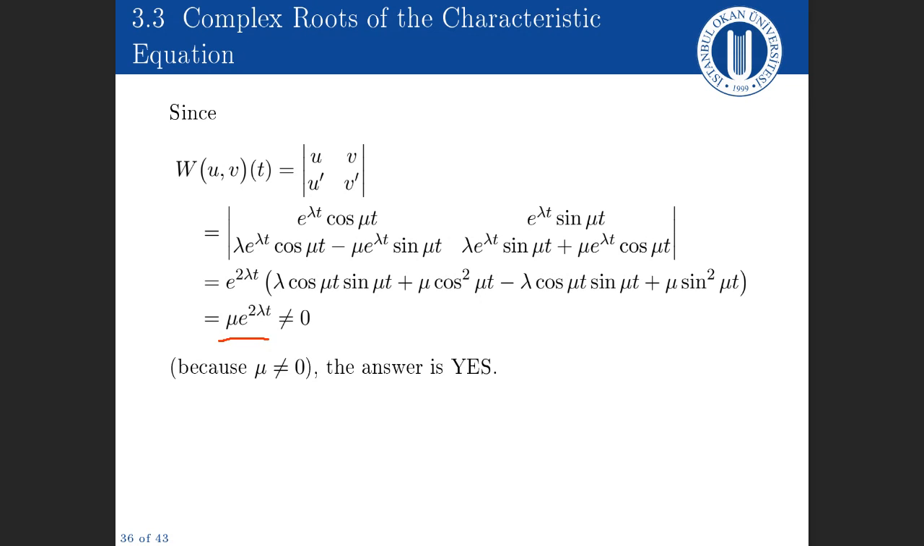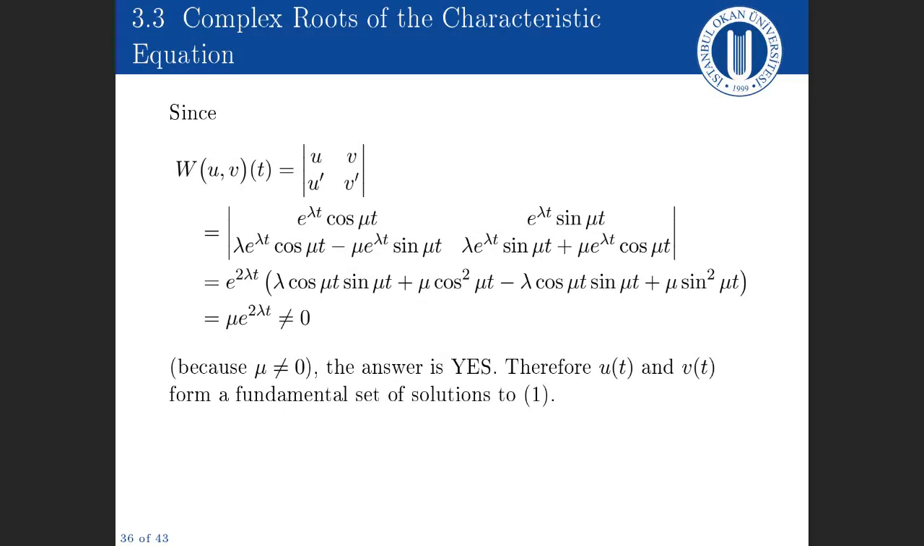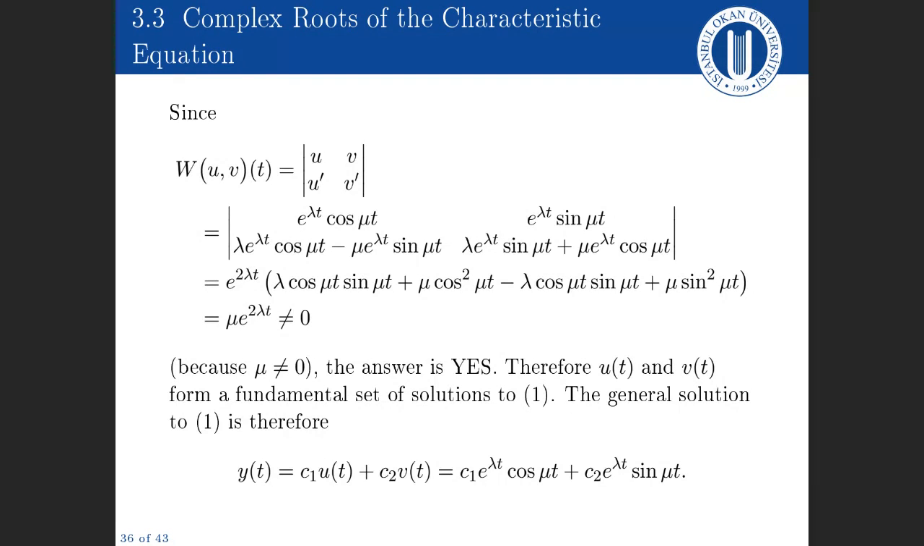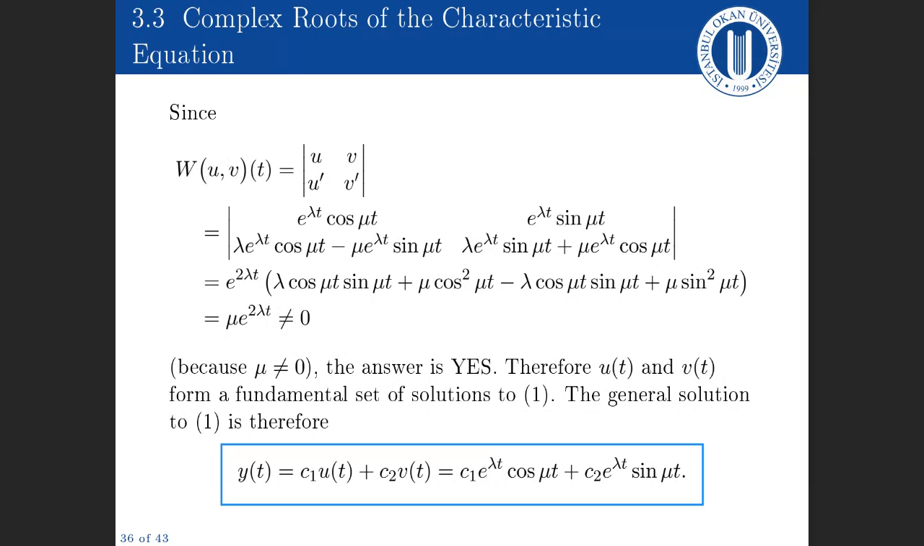What do we say when we have two linearly independent solutions? We say that we have a fundamental set of solutions. And if we have a fundamental set of solutions, then we can use them to write down the general solution to our differential equation. If we have complex roots of the characteristic equation, then our general solution is going to be a constant, e to the power lambda t cos mu t, plus, and then the same thing, but with sine instead of cos. Okay, that's the theory. Next, we'll do an example.